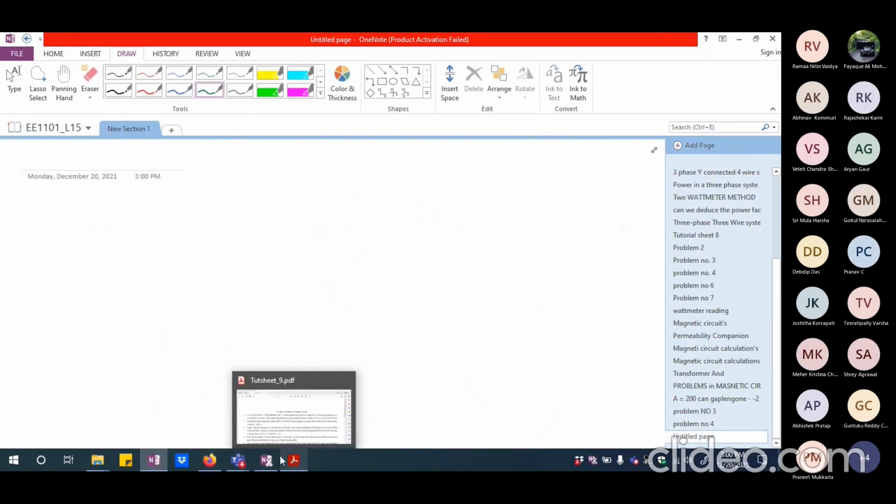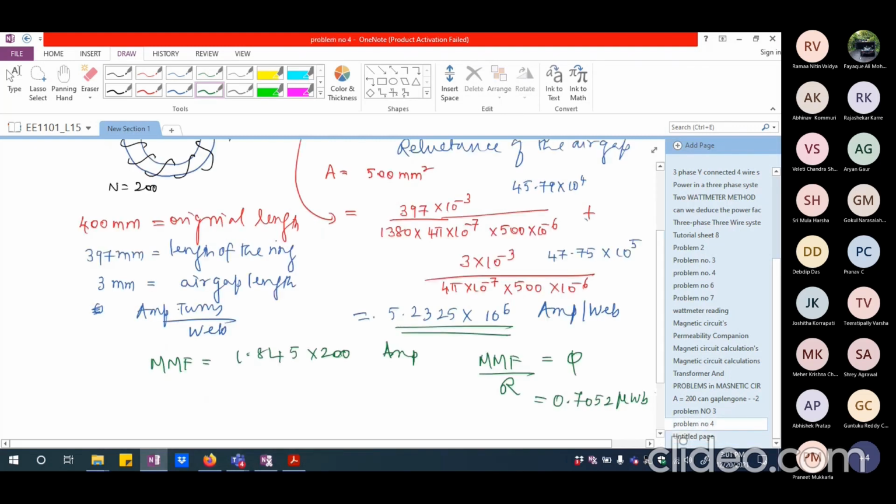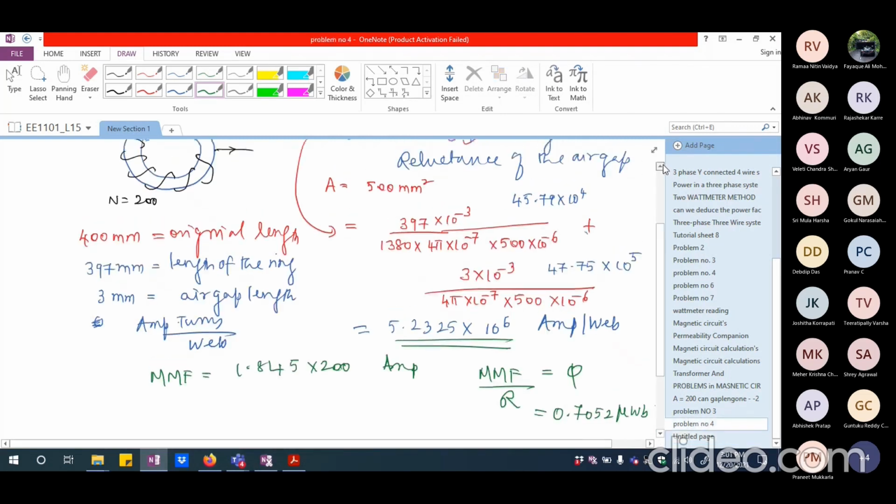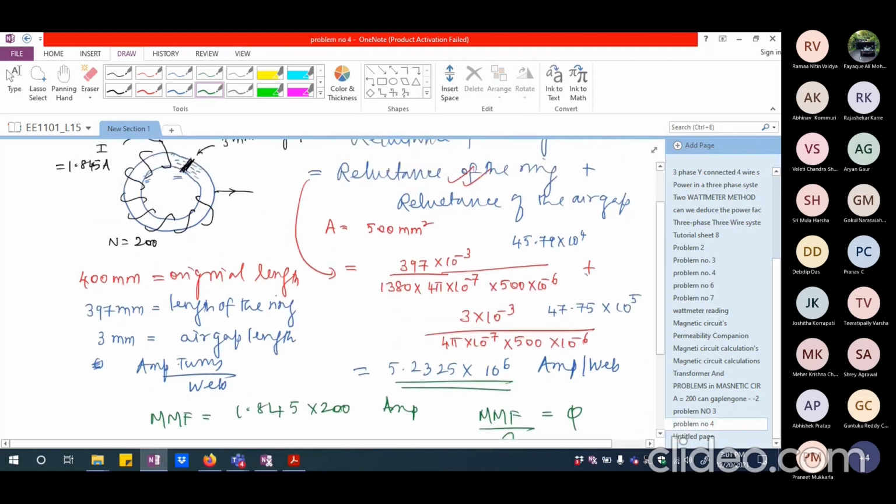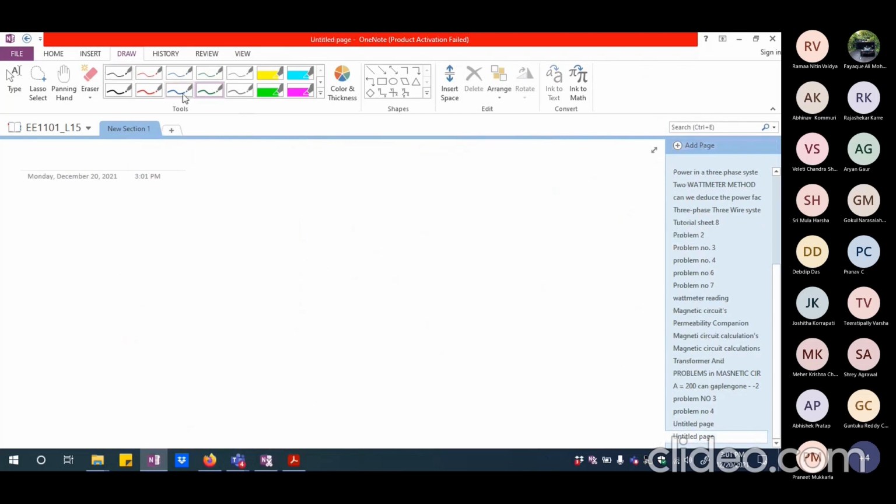Any questions? So whenever you see that two of them are in series, the two reluctances, you are adding them together to get the overall reluctance. That's what we had done in the previous problem, because the air gap comes in series with the entire iron ring. So that is the reason why we are getting both of them added together as the total reluctance.